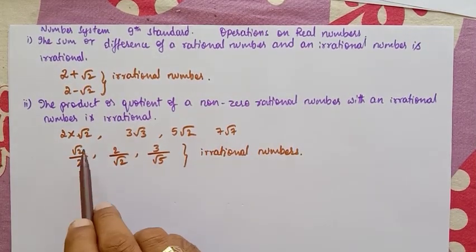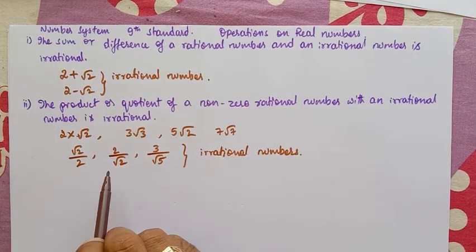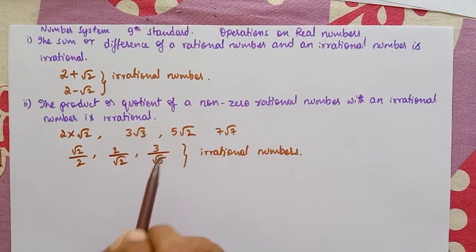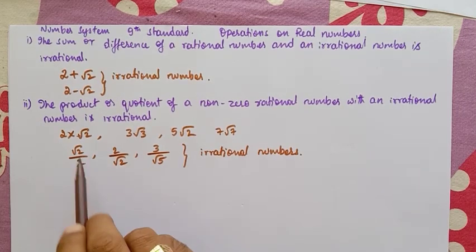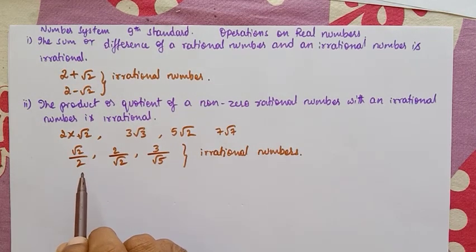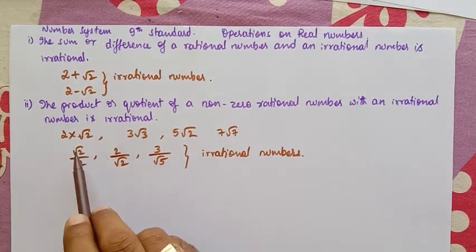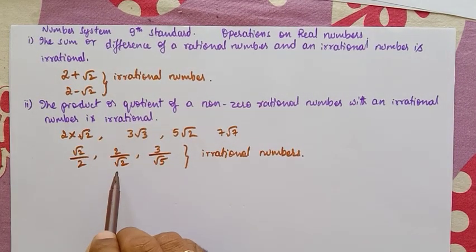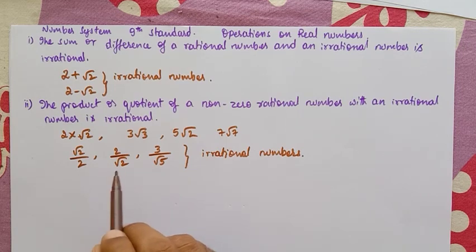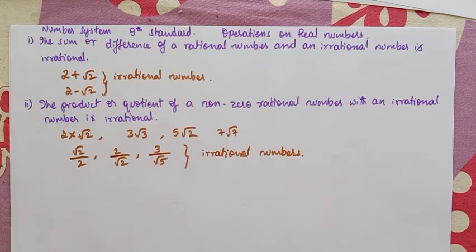number. And the quotient of a rational and an irrational number is definitely an irrational number. Whether it is there in the numerator or in the denominator, you need not worry about that. Whether the irrational number is in the numerator or the denominator, in the first case and the second case, whatever it is, that will be an irrational number.